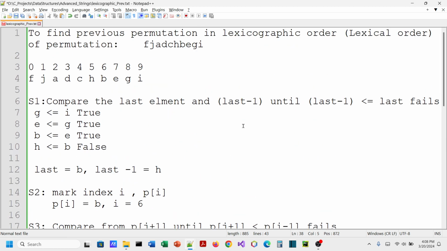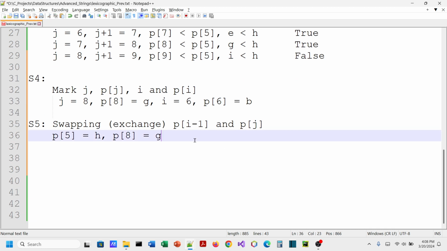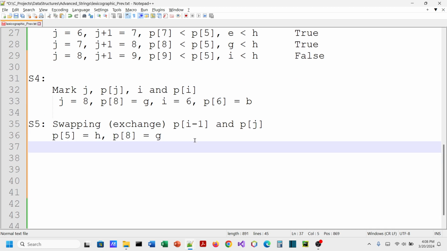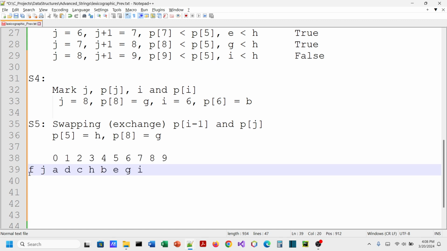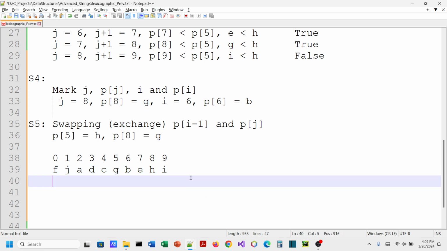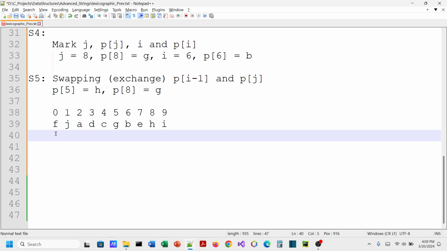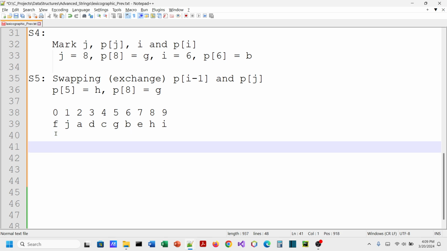Let me copy what we have written here, and now we will do swapping. If I do a swapping, that means p of 5 will now have g, and p of 8 essentially will have h. So we have done the swapping. Now we are almost done with our job. The last few, very minor steps: we will do a step, say 6.